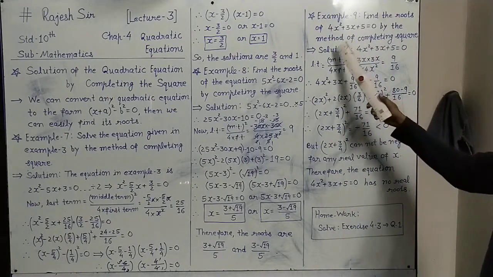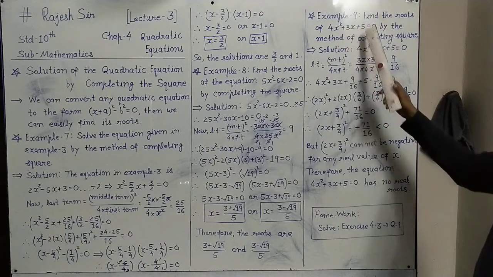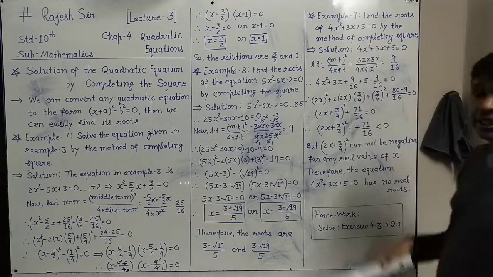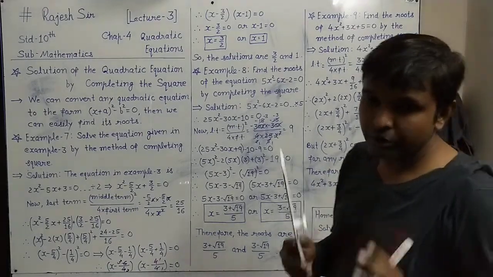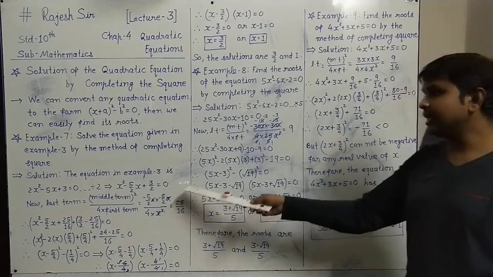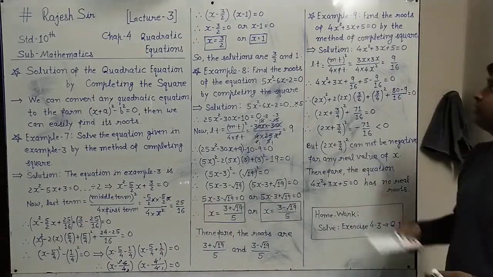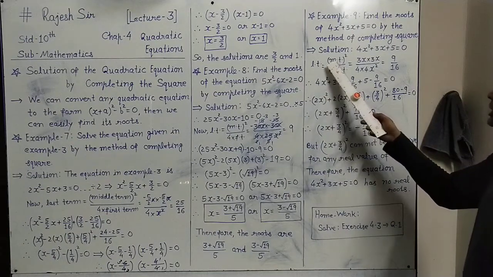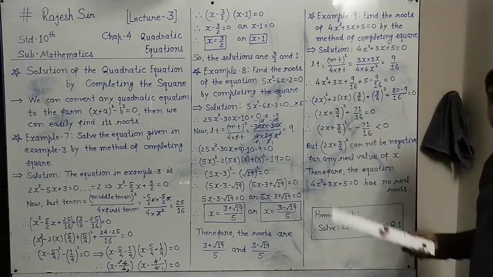So again we start with the solution as given: equation 4x² + 3x + 5 = 0. Here the first term is already a square, we can write 4x² as (2x)². So no need of multiplying or dividing like in examples 7 and 8. We can directly find the last term, and the last term formula is (middle term)² upon 4 into first term. Place all the values.